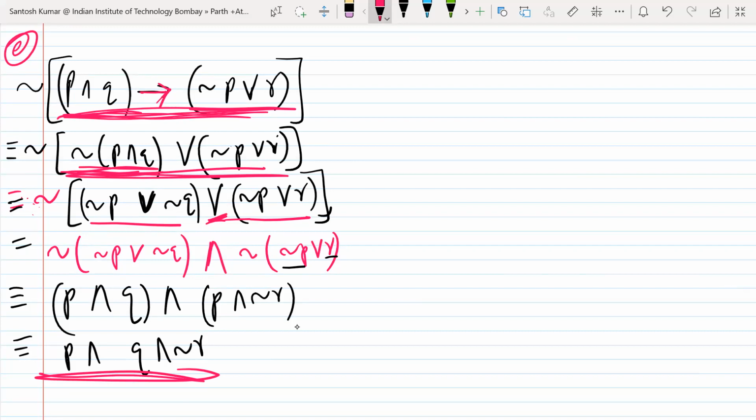Also in the mains exam, they may ask you the negation of this statement with four options. Now you have to verify. So you can do it this way, or you can use the truth table method.